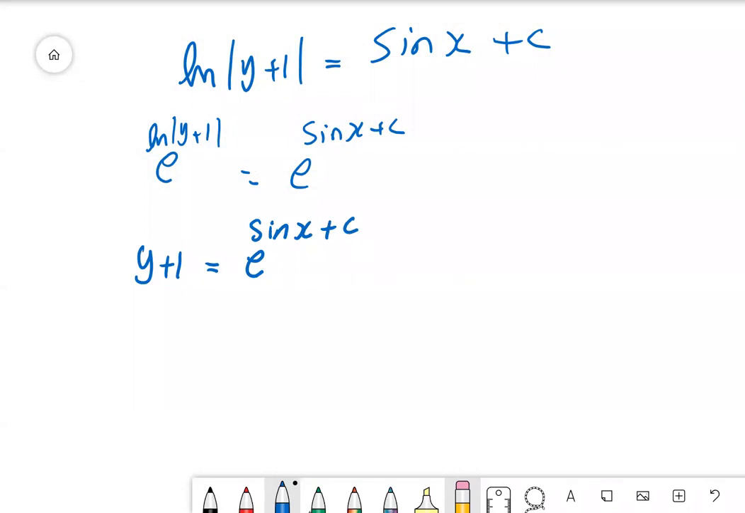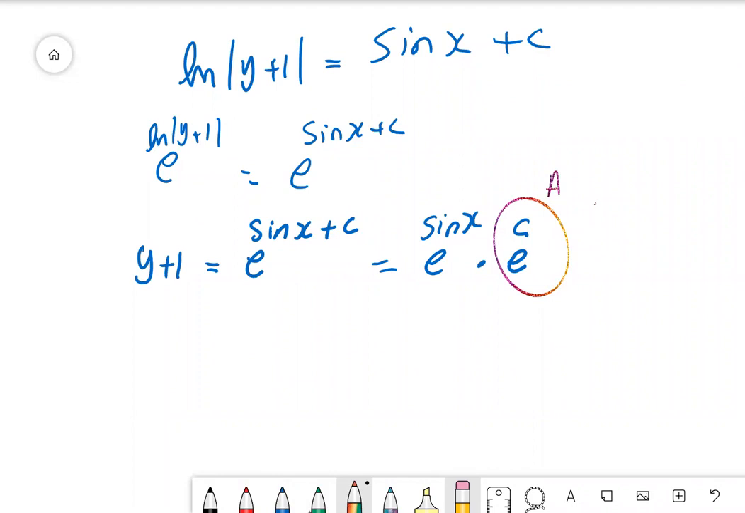And e to the power sine x plus c can be written as e to the power sine x multiplied by e to the power c. And this e to the power c can be written as a. Yeah? So y equals a e to the power sine x minus 1.